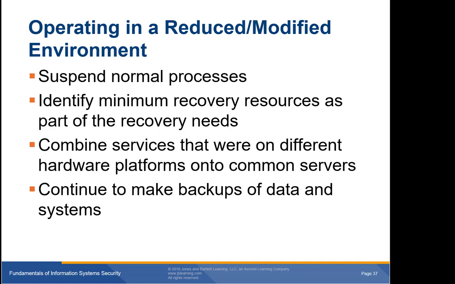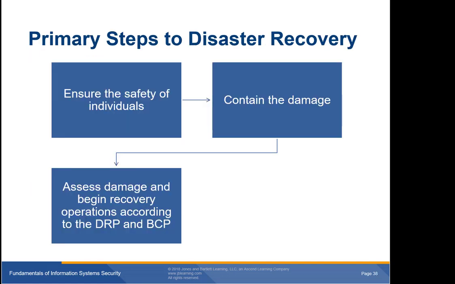Next, during the disaster and recovery, it might be good to combine services that were on different hardware platforms onto common servers. This might speed up recovery. However, you must manage this process carefully to make sure that the movement and recovery go smoothly. And finally, while running at the alternate site, you must continue to make backups of data and systems. This might prevent new disasters if the recovery site fails. The primary steps to disaster recovery in order of importance are: number 1, ensure the safety of individuals. Number 2, contain the damage. And number 3, assess the damage and begin recovery operations according to the DRP and BCP.